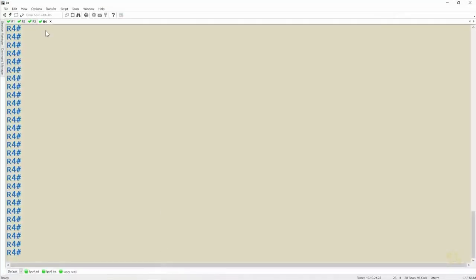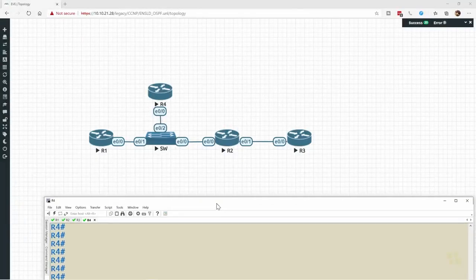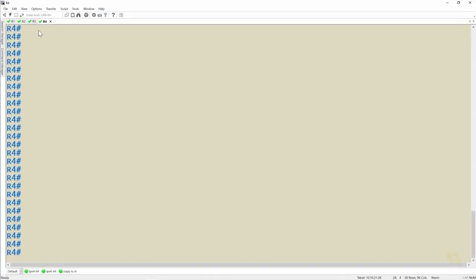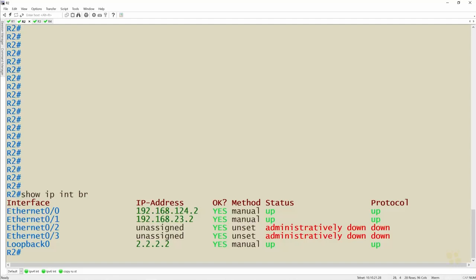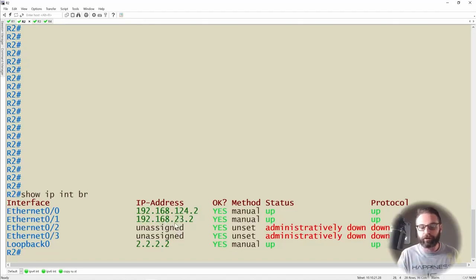Here we go. I'm going to bring up SecureCRT, and we were looking at the link between R2 and R3, so let's take a look at R2 real quick. I'll give it a show ip interface brief, and you can see we've got some IP addresses here. We've got 192.168, and the third octet represents the names of the routers we're working with, R2 and R3. So when I see 192.168.23, that's how I know it's R2 and R3's link.